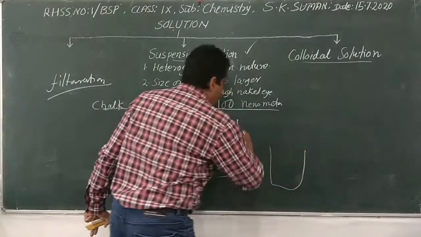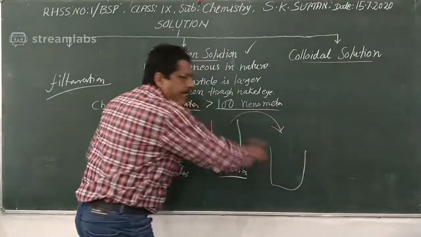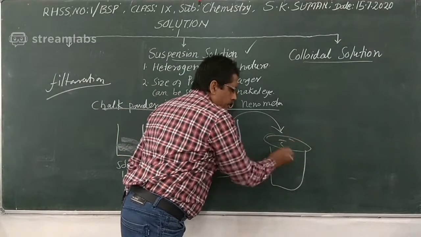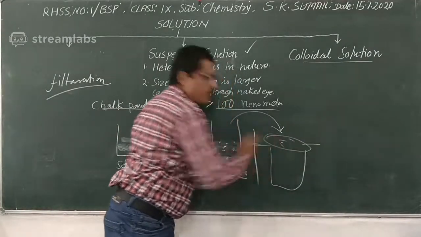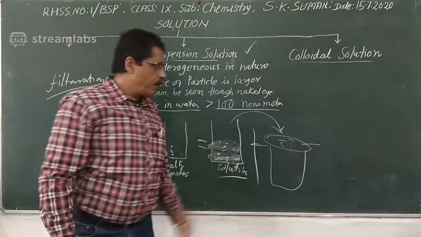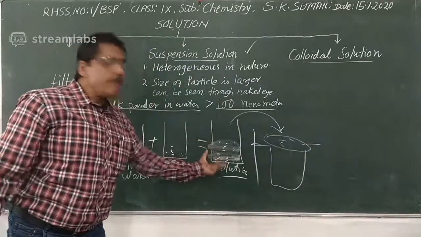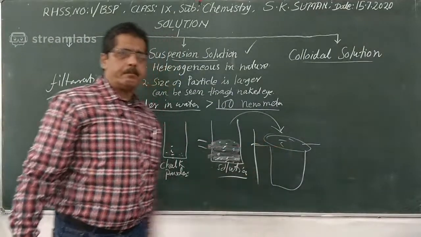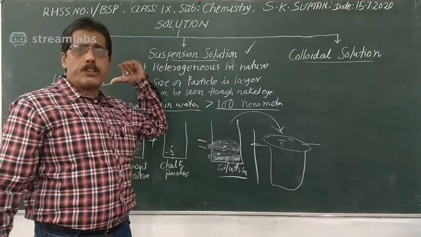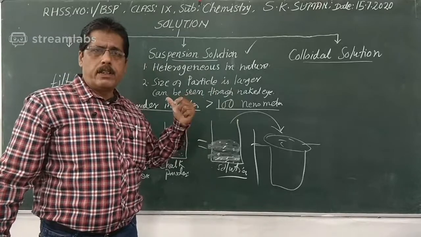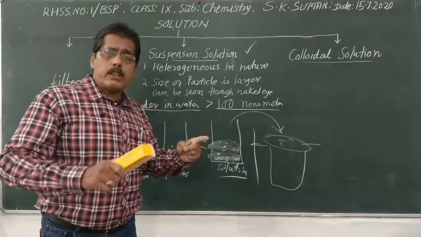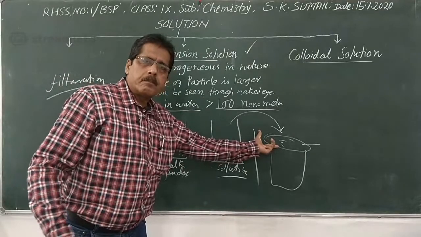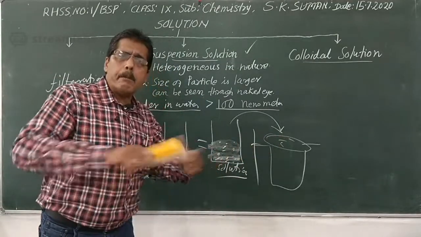What about a true solution? What I had told there is that a true solution will pass through this filter paper, because all the particles are mixed properly and the composition was the same. So, through filter paper, the particles of a true solution have passed. But here in this case, suspension solution, what will you observe? When this suspension solution is allowed to pass through the filter paper, what will you observe?